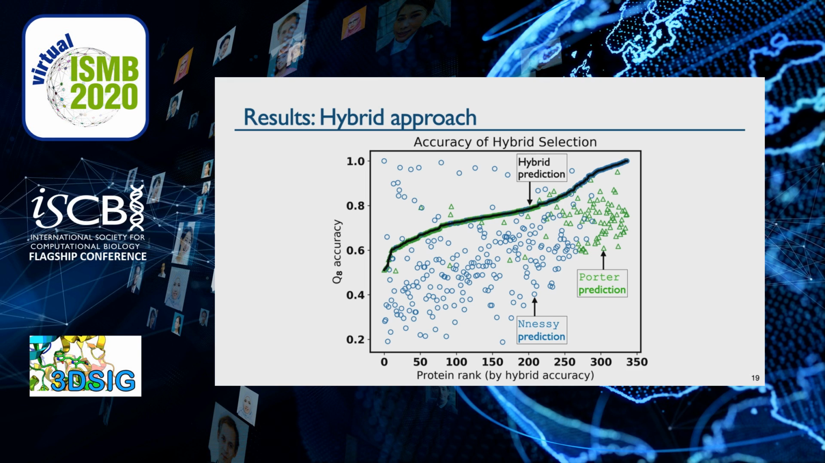The black curve gives the accuracy of the hybrid method, which passes through the prediction it chooses for each protein. Any marker above the curve is a protein for which the hybrid did not make the optimal choice. Note that there are very few markers above the curve. The average accuracy of NESI, Porter alone, and their hybrid are shown by the dashed and dotted lines. Note how much the hybrid exceeds the accuracy of both tools.